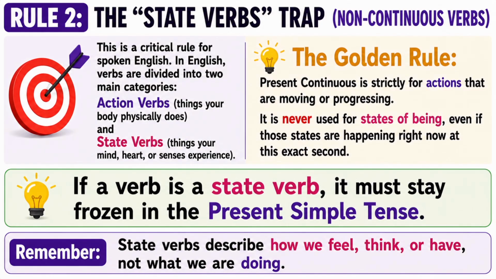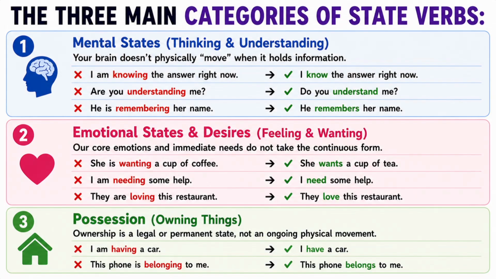The golden rule is this: the present continuous is only used for actions that are moving or progressing. It is never used for states of being, even if those states are happening right now. If a verb is a state verb, it must stay in the present simple tense. Remember, state verbs describe how we feel, think, or have, not what we are doing. Now let's look at the 3 main categories of state verbs.